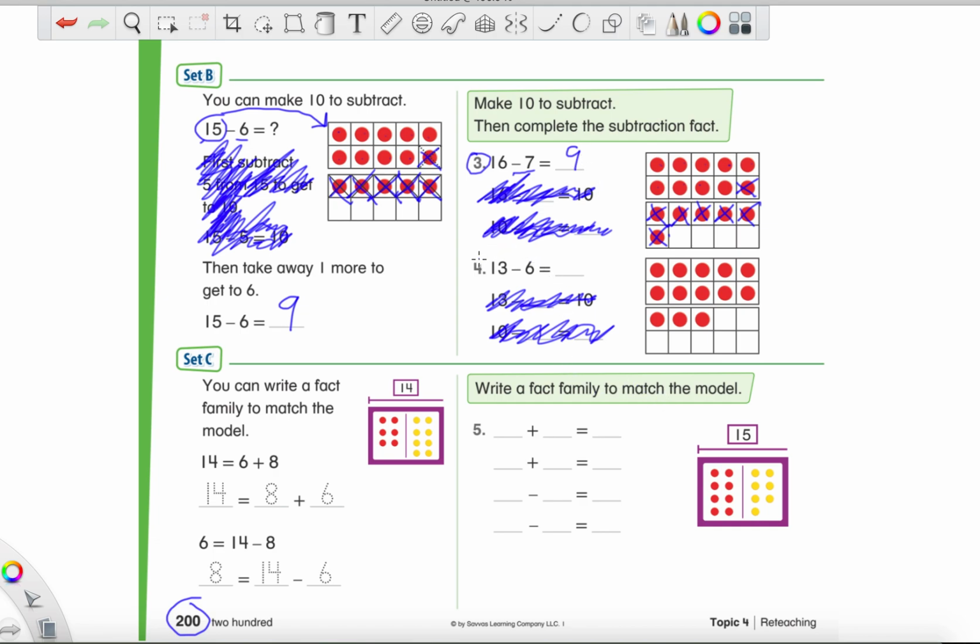Okay, guys. Now, this time I will not give you the answer afterwards. Do number 4 completely on your own. 13 minus 6.